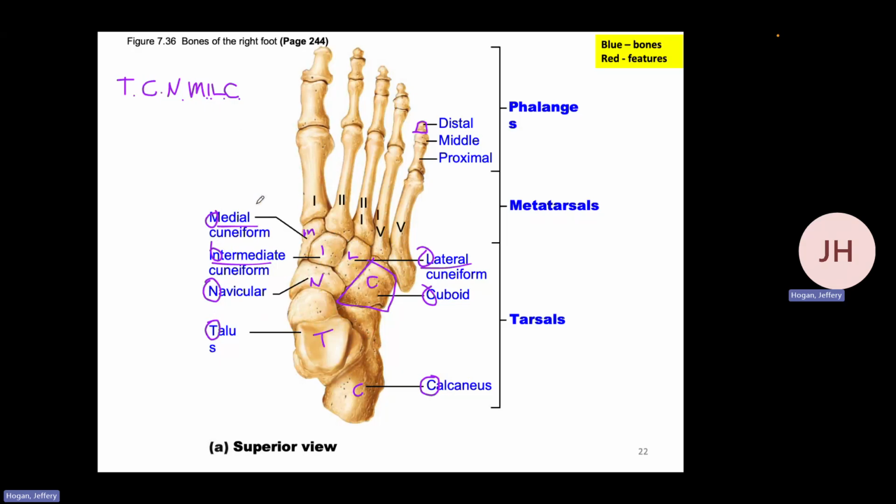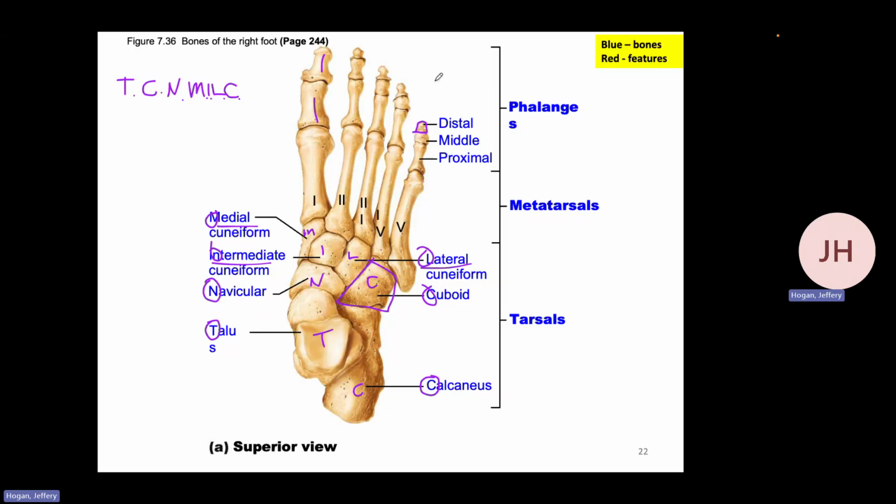So the metatarsals work just like the metacarpals, 1 through 5, starting at the big toe, or the hallux, and ending at the pinky toe. And here, the phalanges work the same way. The big toe only has a proximal and a distal, whereas all of the other phalanges have a proximal, middle, and distal phalange or phalanx.